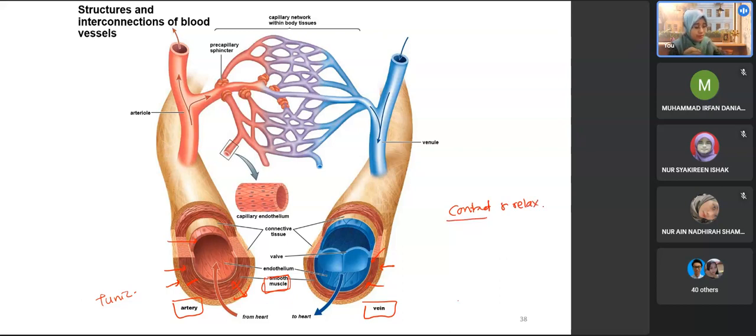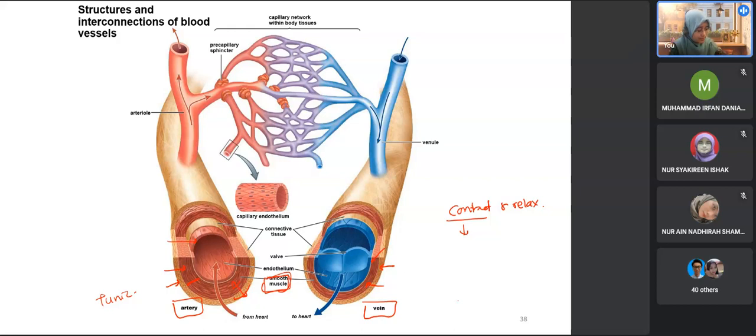So the contraction of blood vessel, we call it vasoconstriction and vasodilation. Okay, so that is the smooth muscle. The contraction and relaxation of this smooth muscle, you cannot control. It is involuntary. Smooth muscle contraction, you cannot control. So the inner layer is the endothelium layer.